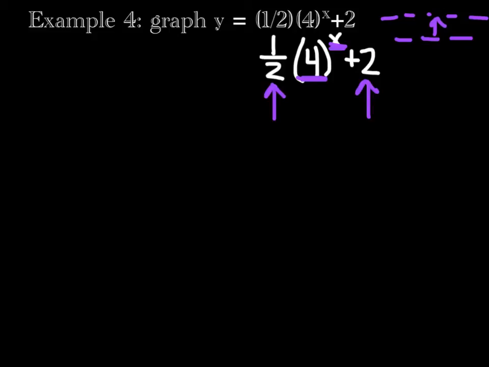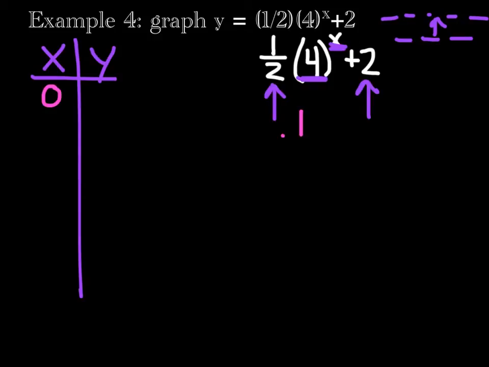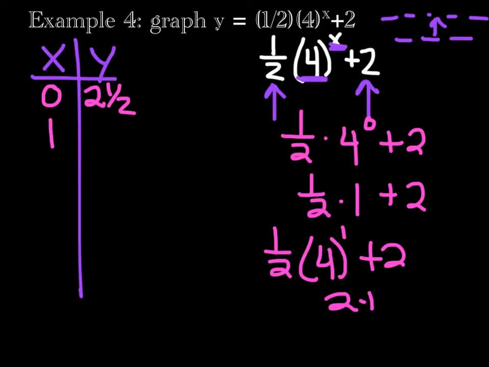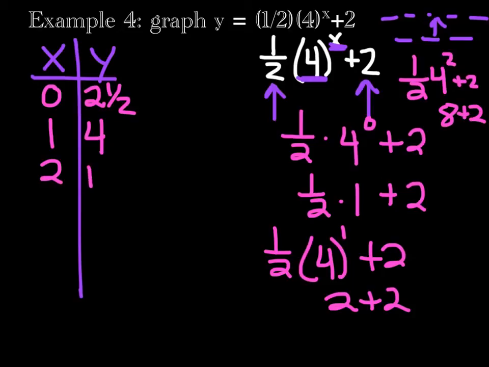So let's make a table for this one. I can start with 0. If x is 0, 1/2 times 4 to the 0 plus 2. That's 1/2 times 1 plus 2. That'd be 2.5. If x is 1, half of 4 to the 1 plus 2. Well, half of 4 is 2, plus 2 is 4. If x is 2, we have half of 4 squared plus 2. 4 squared is 16. Half of 16 is 8, plus 2 is 10. So I'm growing. If I had 3, I'd have a really big number.